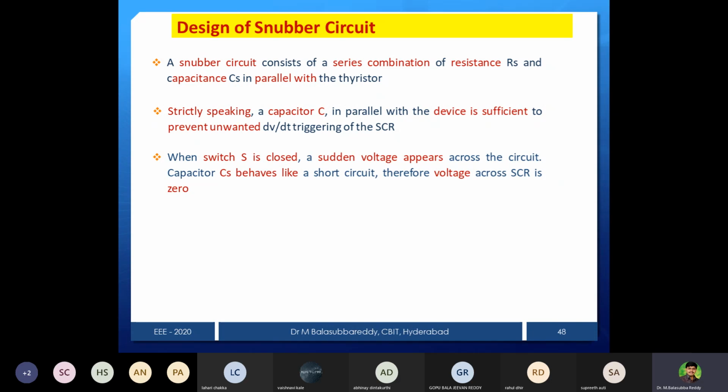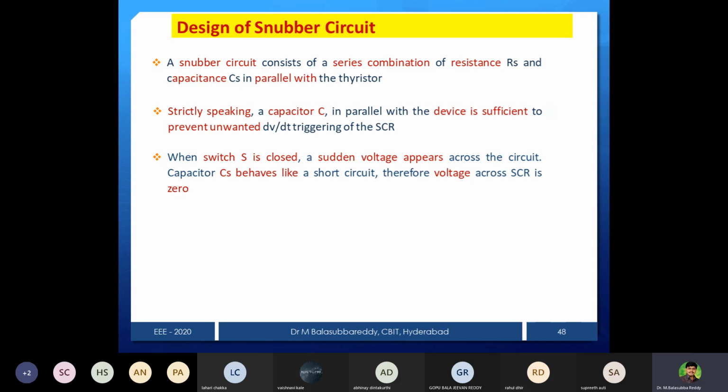If the capacitor is not there, if you give supply, then what will happen? The rate of change of voltage will rise. That voltage is directly applied across the anode and cathode. Therefore, high voltage will be there across the device. There is a chance of getting more than the rated voltage. Rated means the dV by dt voltage. In that case, junction J2 will break down, and the device will start conducting.